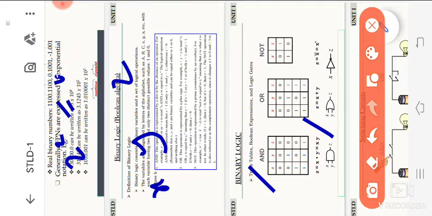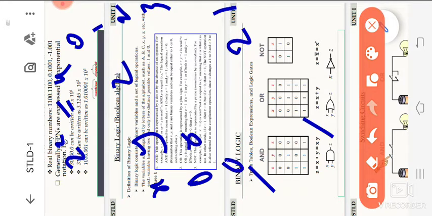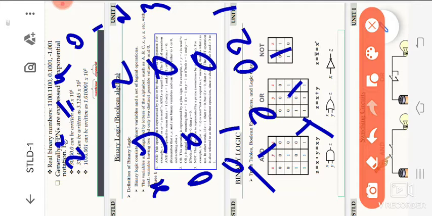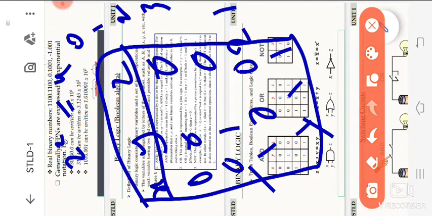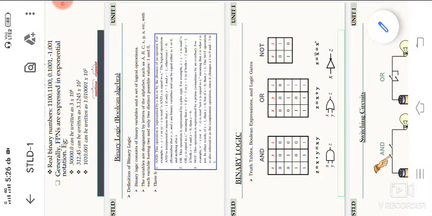That means 4 possible states are 0, 1, 2, 3. We are converting 0, 1, 2, 3 using 2-bit code. So we are writing 00, 01, 10, 11. Here we are applying multiplication: 0 into 0, 0 into 1, 1 into 0, 1 into 1. So this is the truth table for the AND gate. When both inputs are high, automatically the output will be 1. That is the AND gate.